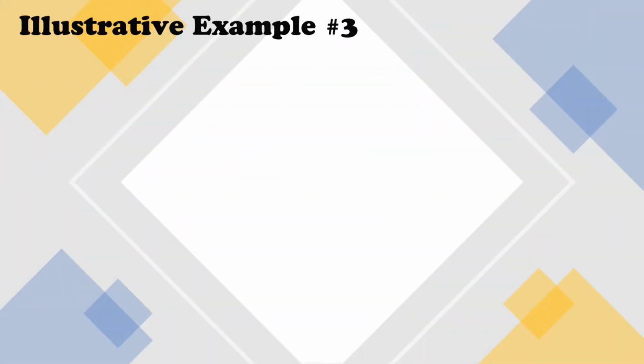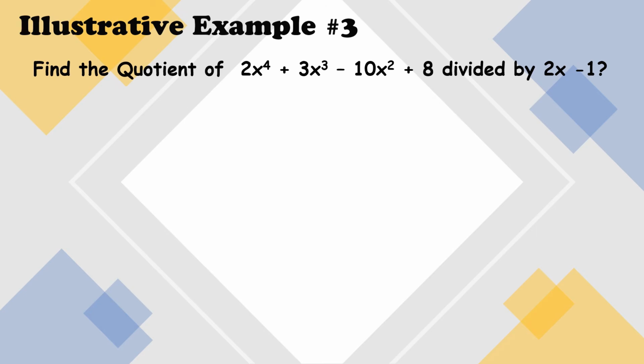So let's have our last example. Suppose you want to find the quotient of 2x raised to 4 plus 3x cubed minus 10x squared plus 8 divided by 2x minus 1. Same process as the previous examples. First, we arrange our dividend in descending power of x, and we use 0 in place of any missing term. So we will have 2x raised to 4 plus 3x cubed minus 10x squared plus 0x plus 8.